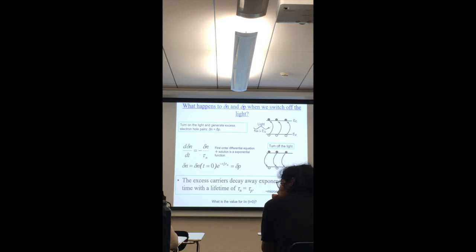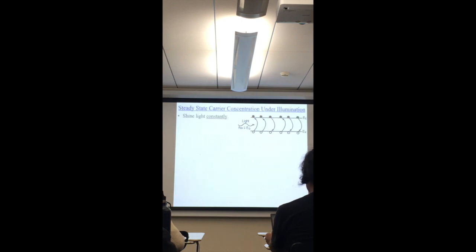Now, how do we determine this initial value, the delta n at time equal to 0? To do that, we need to define some other terms. Let's first look at the steady state case. If we shine a light continuously on a semiconductor, we can reach the so-called steady state. What does this steady state mean?